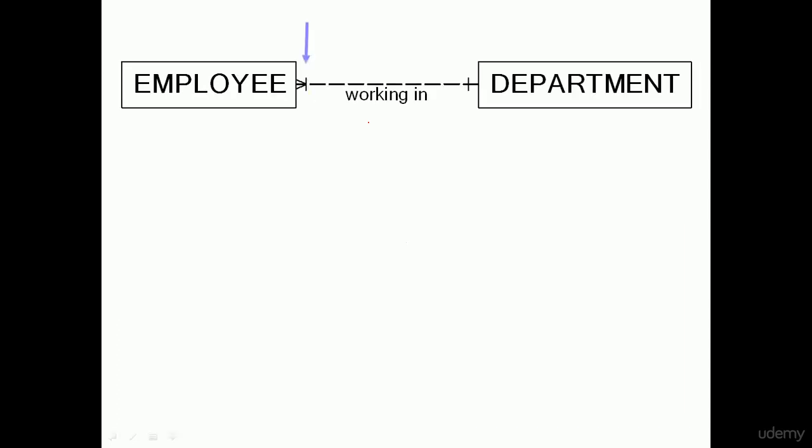Let's see one more additional symbol. Now how can we read that? From left to right there is no change. Each employee must be working in one department. And if we read this diagram from right to left, it's going to be each department can have one or more employees working. So this is a crow's foot symbol, which indicates many or more.